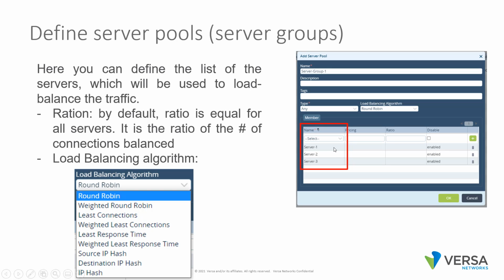You can specify the ratio in which the connections will be load balanced. By default, they're all equal, but if you want, you can specify, for example, 5, 1, 1, and in this case, 5 connections will go to the first server, 1 to the second, and 1 to the third, and then it will repeat, and again, another 5, 1, 1. You can specify any ratio you want.